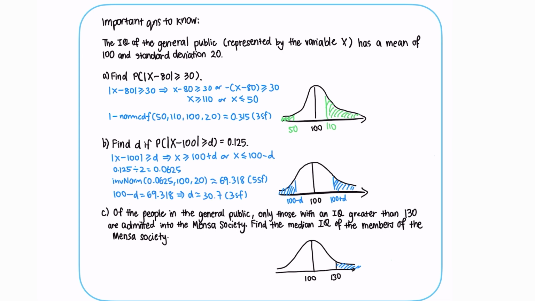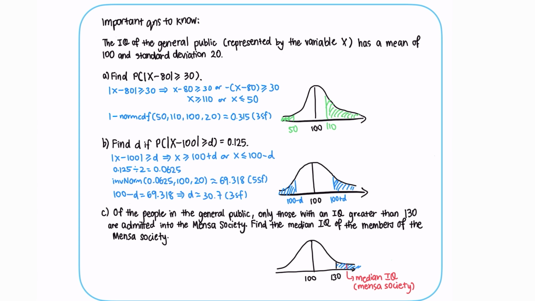And if you remember, the median will split the area into two halves. Since we're looking only at the Mensa Society, which is where this blue area is, the median IQ will split this blue area into half, because we want the median IQ of the members of the Mensa Society. So let me use this red line over here. This is your median IQ, but for your Mensa Society. This over here will be half of the total blue area, and this over here will be half of your total blue area. So how do we want to do this?